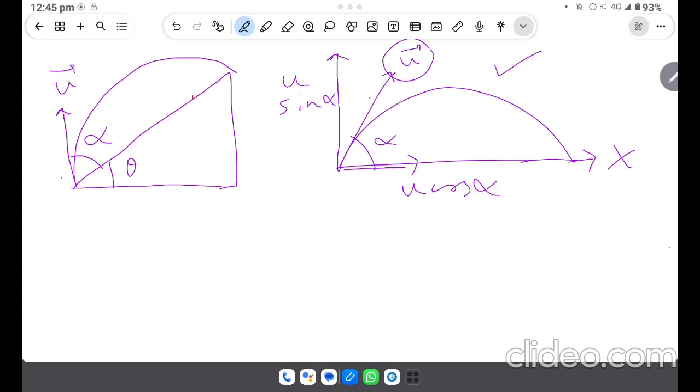So just like this, we have to apply the same logic in this case also. That means in the projectile motion on the inclined plane also. Let's see how we can do it.